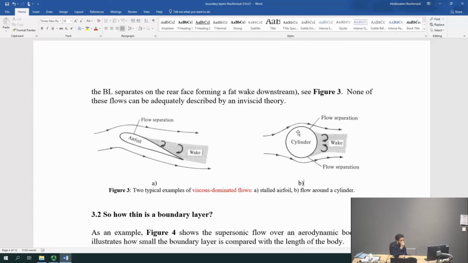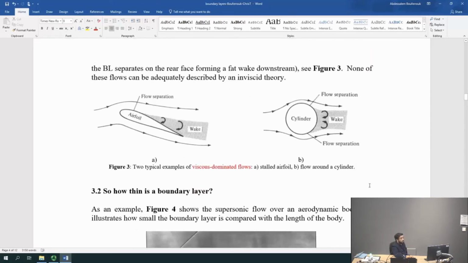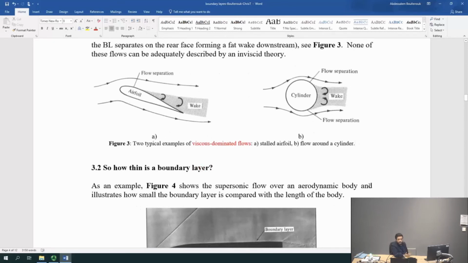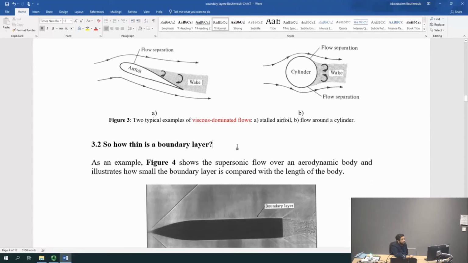So we can consider them, as I said, as consequences of boundary layer effects or viscous dominated flows, as shown in the title. So high angle of attack flow around an airfoil and separation around a cylinder are both examples of boundary layer effects, i.e. the boundary layer separation. So how thin is a boundary layer?